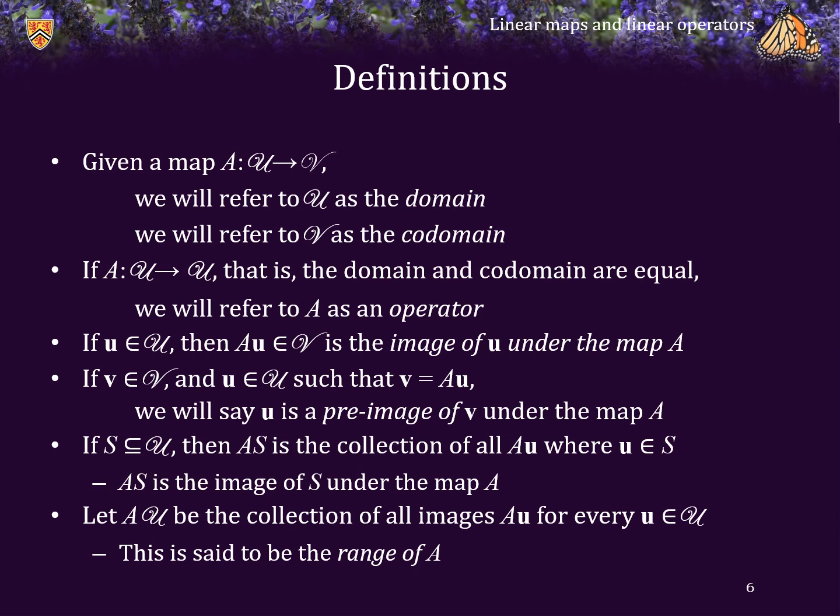Now, if we now consider A times the entire vector space U, this will be the collection of all images A times U for every U in the domain U. We will also refer to this as the range of the map A. So the range of a map is a subset of the codomain. In some cases, the range may be the entire codomain, but in other cases, the range may be a subset of the codomain.